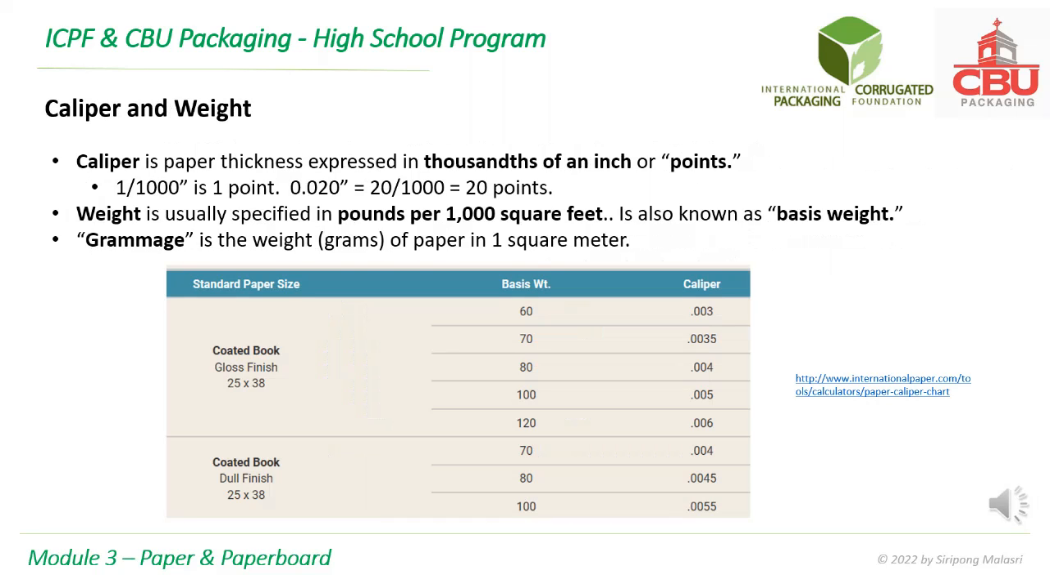Caliper is paper thickness expressed in thousandths of an inch or points. 1/1000th is 1 point. 0.020 is 20 thousandths, which is 20 points. Weight is usually specified in pounds per 1,000 square feet. It is also known as basis weight. Grammage is the weight, in grams, of paper in 1 square meter.